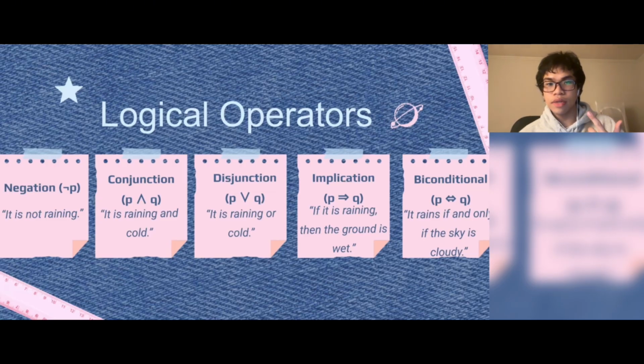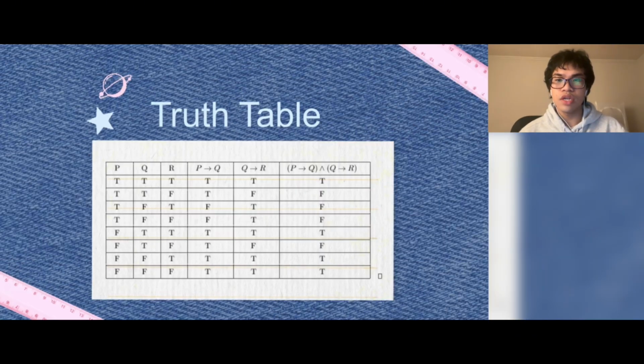Second is conjunction. An example is, it is raining and cold. The third one is disjunction. It is raining or cold. Another one is implication. If it is raining, then the ground is wet. And finally, we have biconditional. It rains if and only if the sky is cloudy. And these logical operators can be shown in a truth table shown in the presentation.